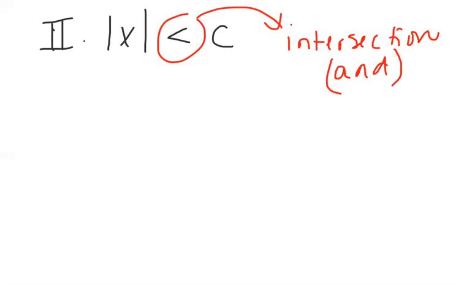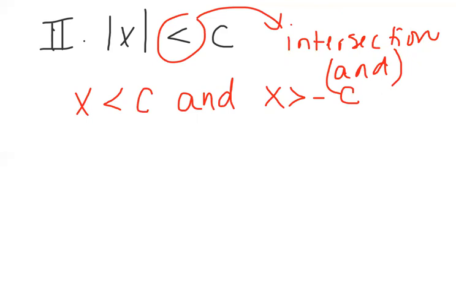So if the absolute value of x is less than C, then this means that x will be less than C and x must be greater than negative C. You have to have both of these restrictions in there in order to make sure you have solutions that make the entire inequality true. So you want values that are both going to satisfy all the numbers less than C and all the numbers greater than negative C.